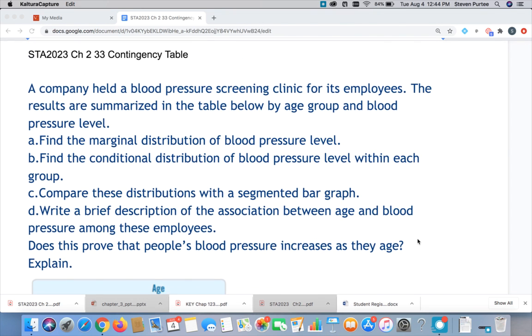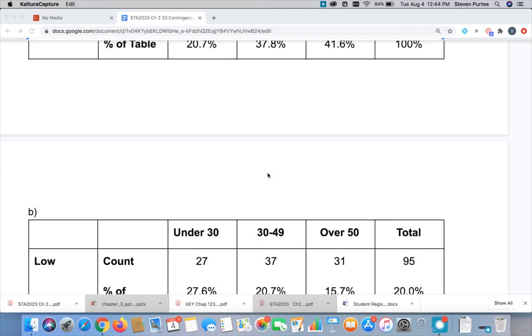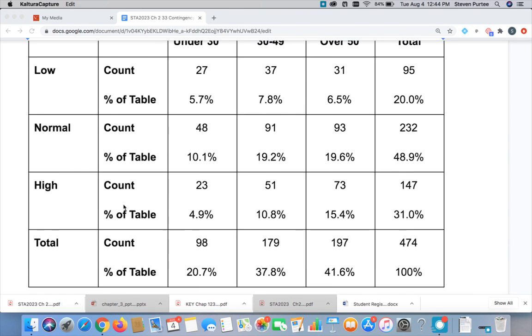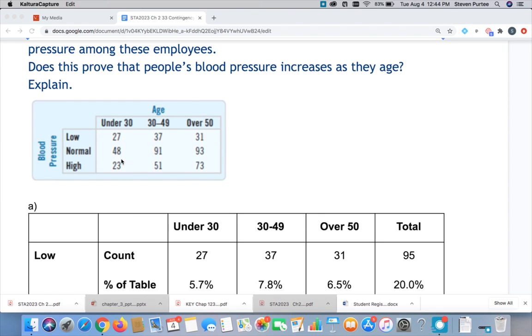Okay, question B. We want to find the conditionals. Conditionals means you're either doing a row table or a column table, and we're doing a conditional distribution from each group by blood pressure. So we're going to do our column table. So I'm now taking this original table and dividing every entry by the total at the bottom of that column.